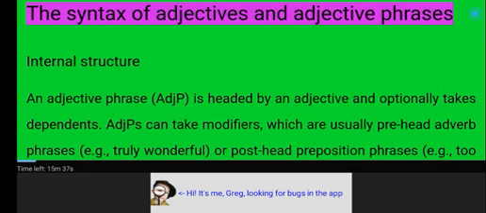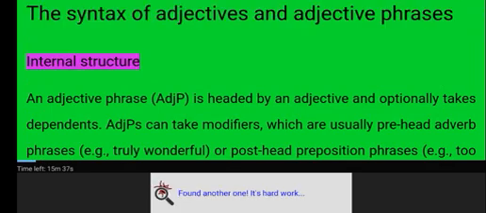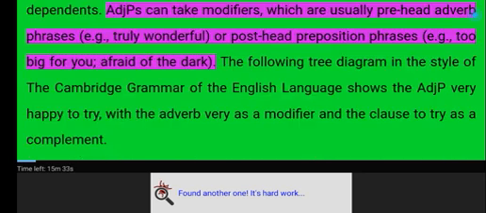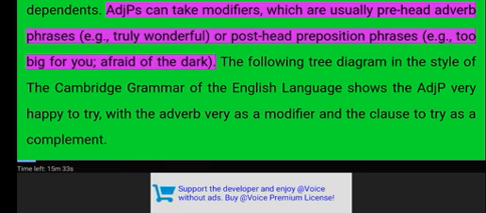The syntax of adjectives and adjective phrases. Internal structure. An adjective phrase, ADJP, is headed by an adjective and optionally takes dependents. Adjectives can take modifiers, which are usually pre-head adverb phrases, e.g., truly wonderful, or post-head preposition phrases, e.g., too big for you, afraid of the dark.